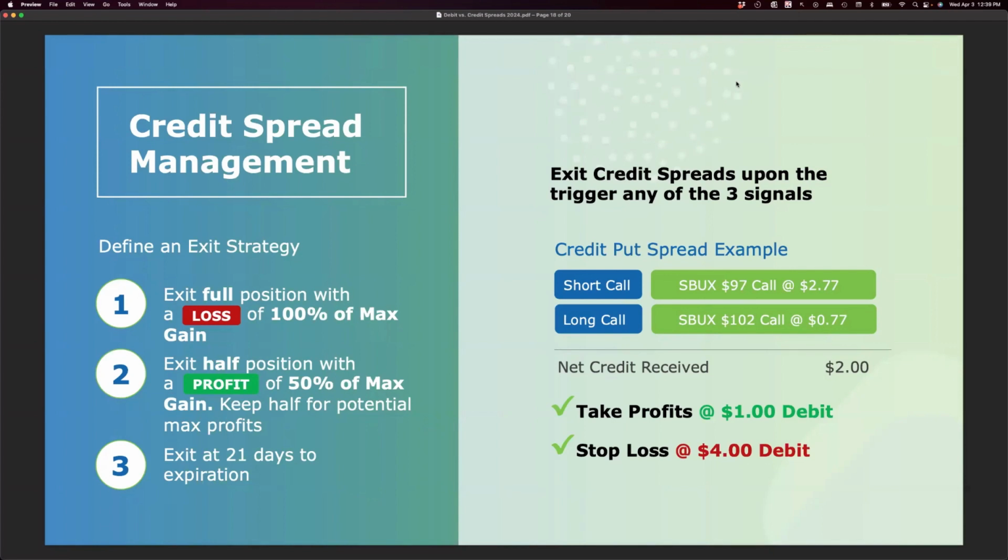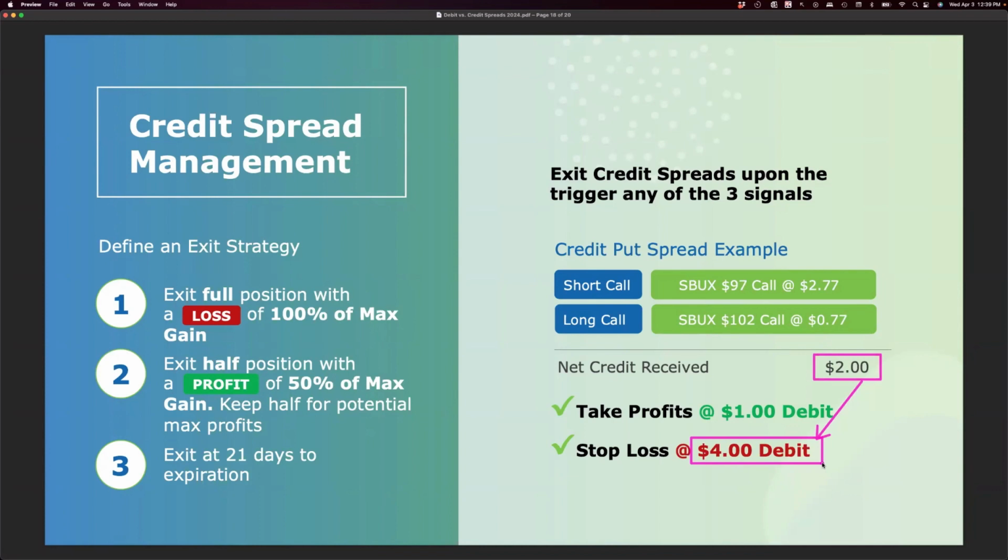Okay, so in this particular example, we sold the credit spread for $2. The rule of thumb for taking profits, or let's start with stop loss first, is that if you lose 100% of what you collected, it's time to get out of the trade. So if the credit spread that you sold originally for $2 is now trading at $4, that means you've lost 100% of what you originally collected on that particular trade. It's time to cut your losses and get out of the trade.